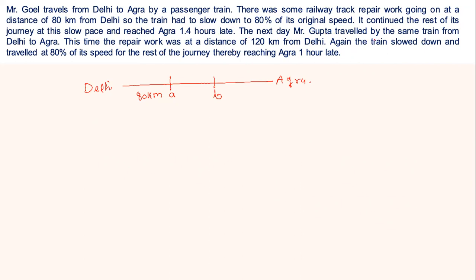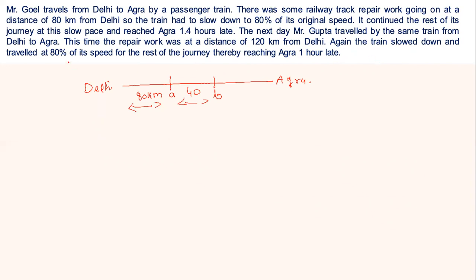Gupta traveled by the same train from Delhi to Agra. This time, the repair work was at a distance of 120 kilometers from Delhi. So let me take this point as B. Distance of 120 kilometers. The second day's distance is point B. So this will be 40. This will be 80. Okay.